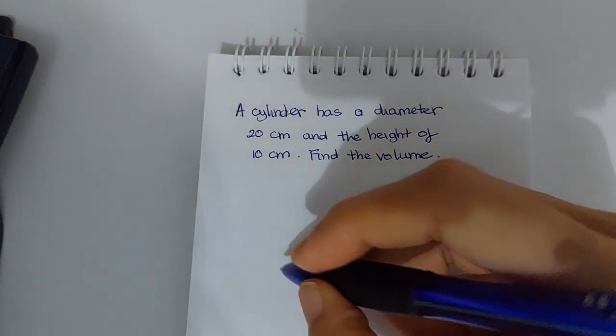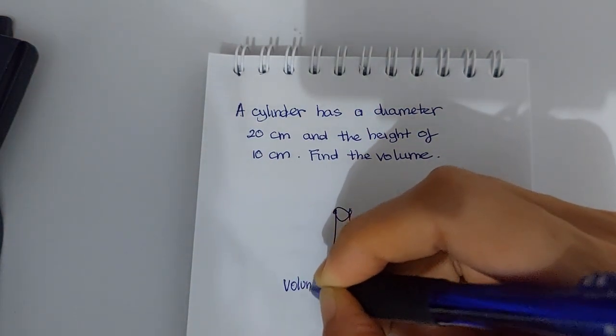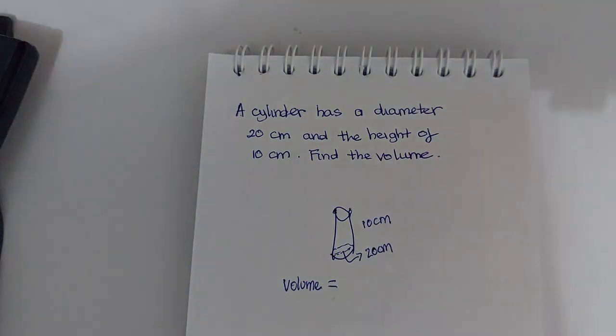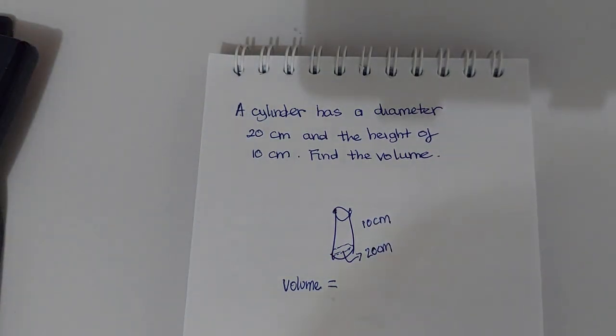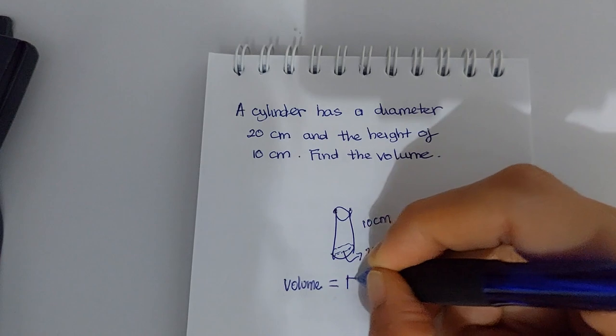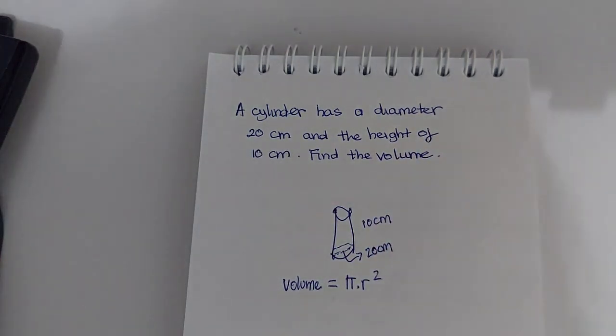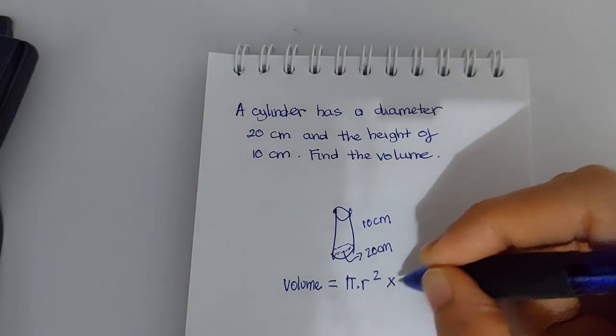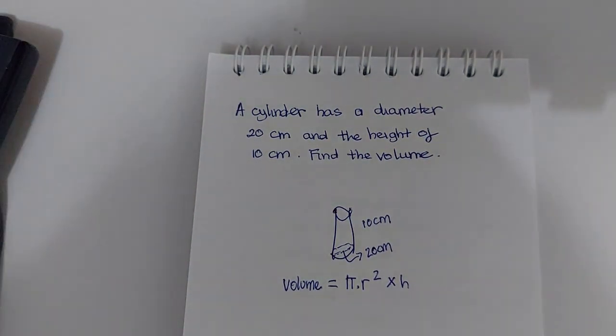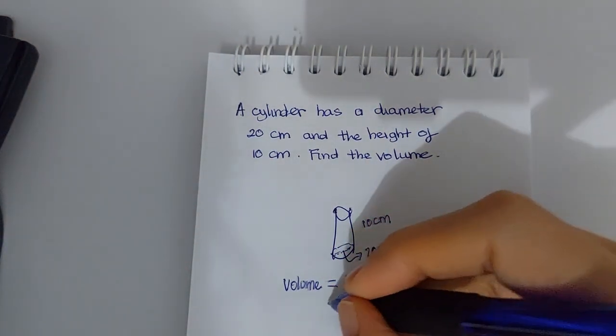So the volume, the area of the base, the base is a circle. So what is the area of a circle, guys? It will be pi times r squared. That's the area of the base. And then you times it with the height. That's all. That's the volume of a cylinder. Then we replace it.